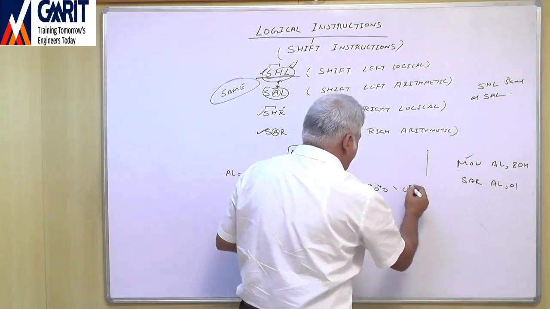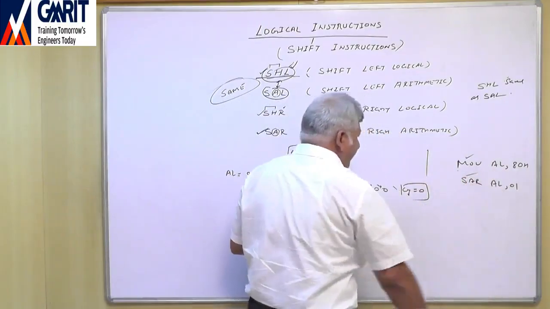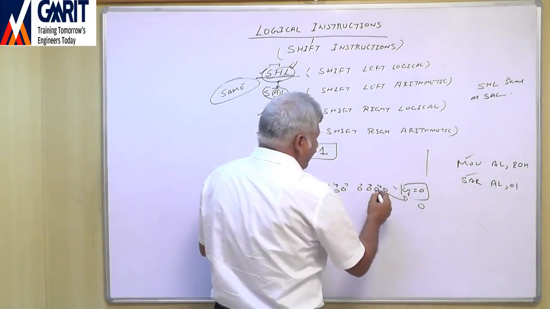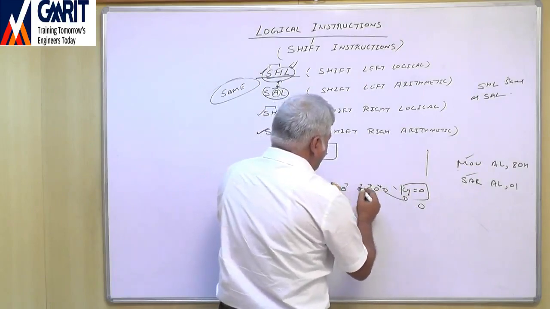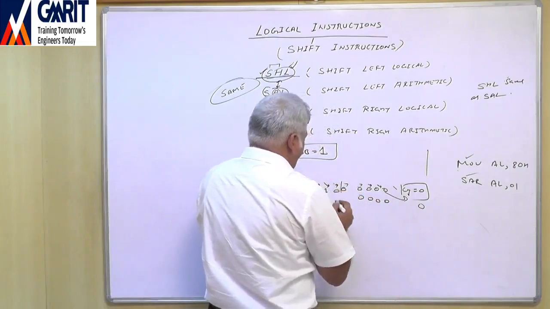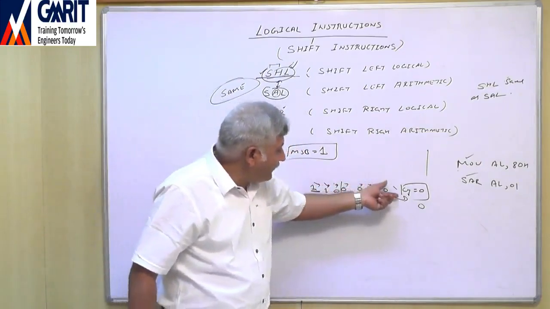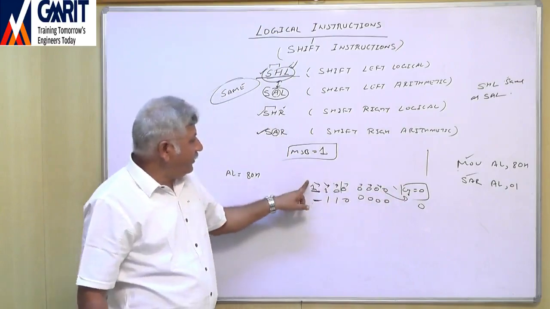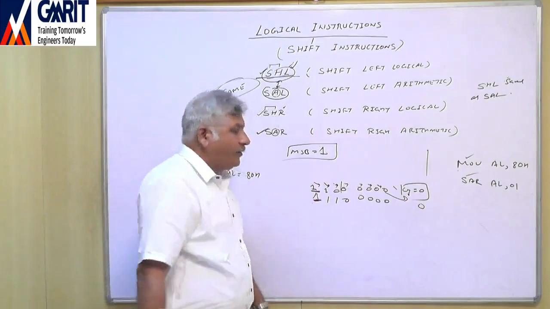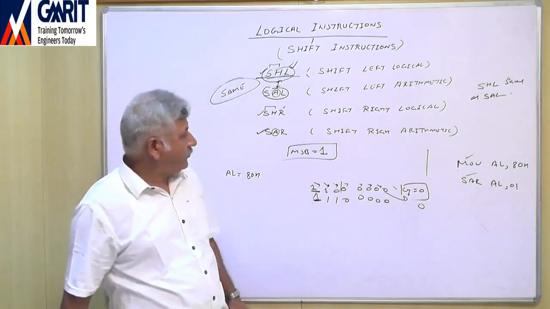Carry flag 0. Now if again you shift this number by SAR instruction once again, then what will happen? Again this 0 will go to carry flag. All these numbers will be shifted right. There is a vacancy. Since we were shifting this number, the MSB bit was 1. So again the vacant position will be filled by that 1. So in this way we will use SAR.